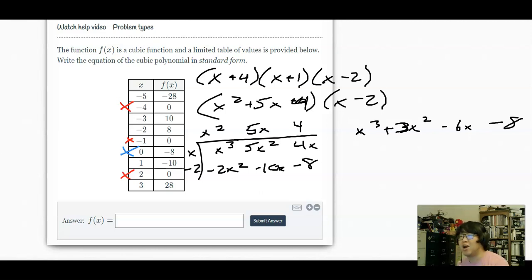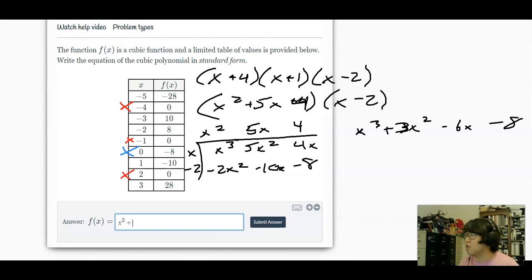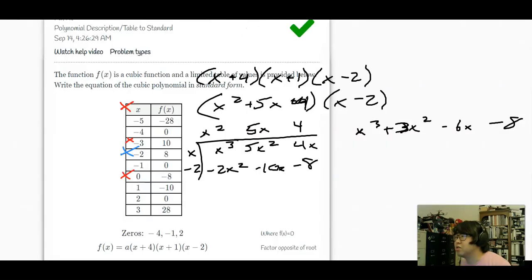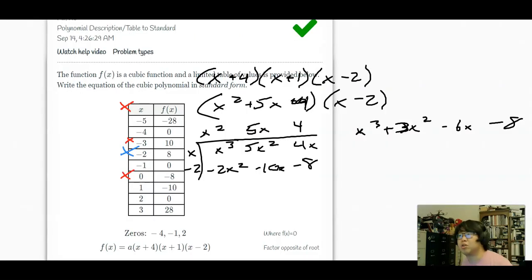Now we check to see if our y-intercepts match, and ta-da, indeed they do. Remember, if they didn't match, you'd have to multiply this whole polynomial by something to try and get it to match. You cannot add, you cannot subtract it. So since this is already in the form, let's go ahead and just put it in and see how it fares in our little answer box. x cubed plus 3x squared minus 6x minus 8. Checking our answer here. Boom, big old check mark.